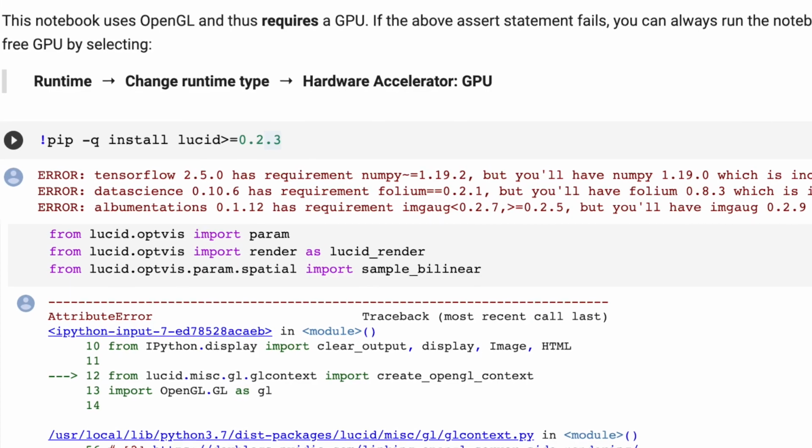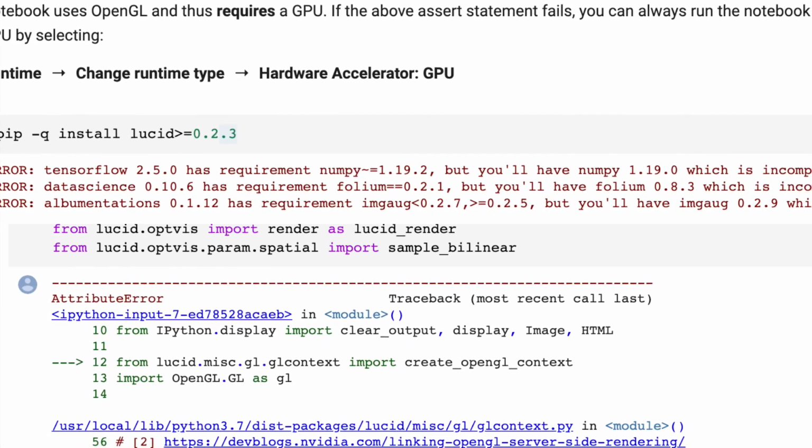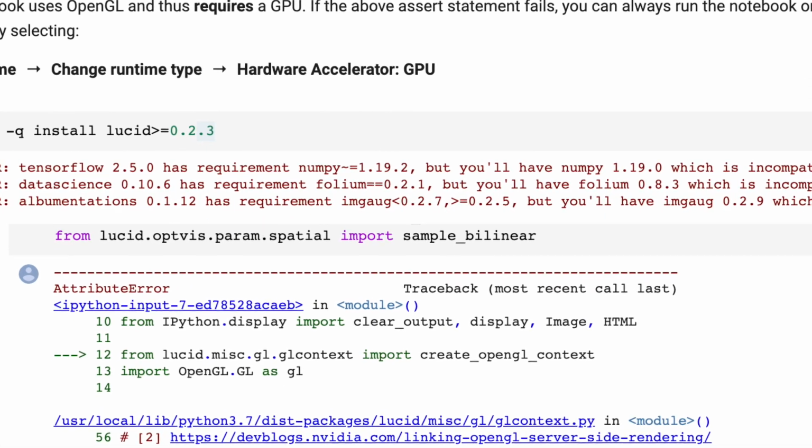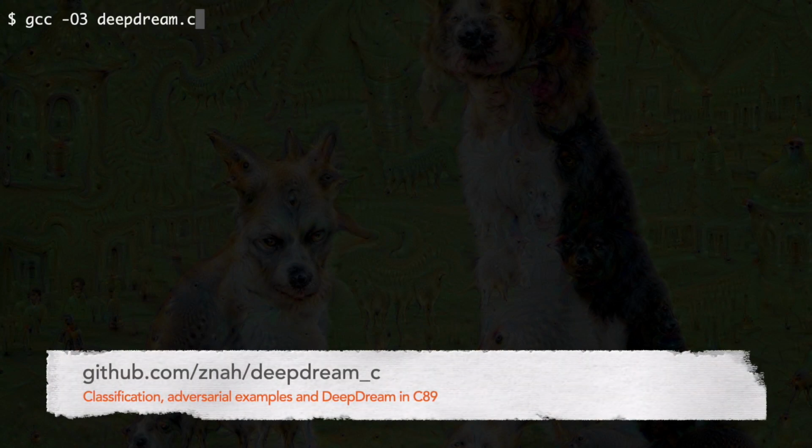Unfortunately, while working on this video, I realized that some of the notebooks happen to be broken because of the changing dependencies. I'm going to fix those notebooks soon, but this event made me want to include another recent project into this presentation. It's called deepdream.c.